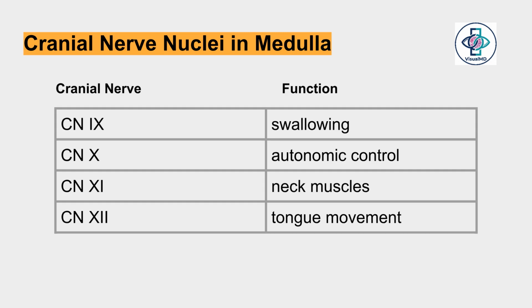CN9, glossopharyngeal, and CN10, vagus, coordinate swallowing, the gag reflex, and taste. CN11, accessory, controls the muscles of the neck and shoulders. CN12, hypoglossal, manages all complex movements of the tongue. Together, these four nerves ensure seamless communication between the brain and the upper digestive and respiratory tracts.